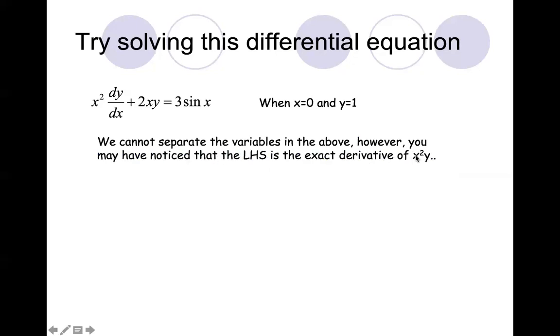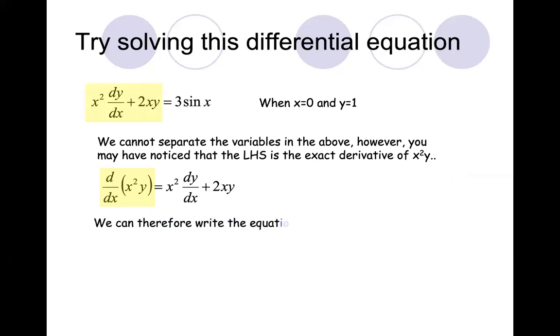So x squared times y is the product that has been differentiated to get this left-hand side, all right? So it means that we can write this equation like this. Instead of writing it that way, x squared dy/dx plus 2xy equal that, we can just write it like d/dx of x squared y equals 3 sine x. All right?